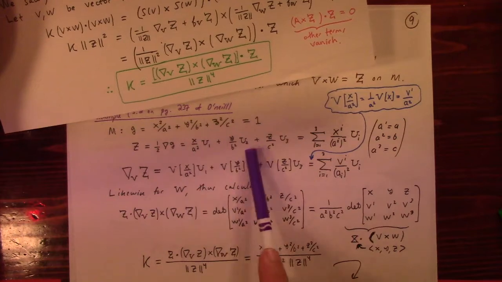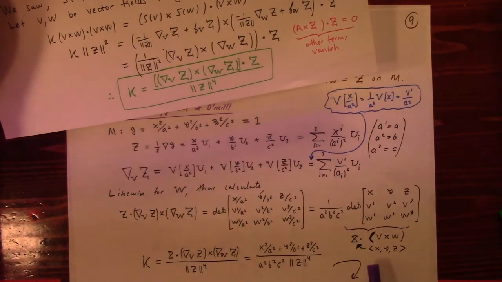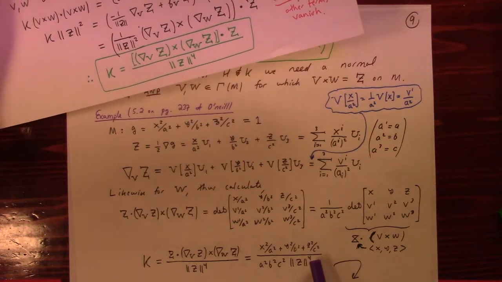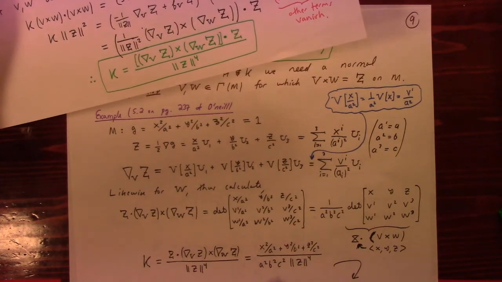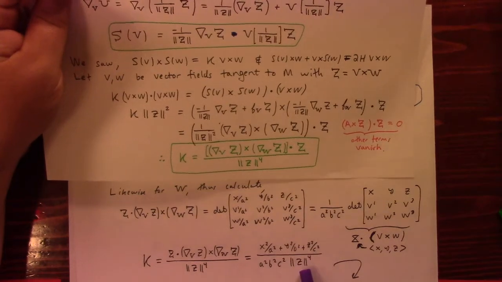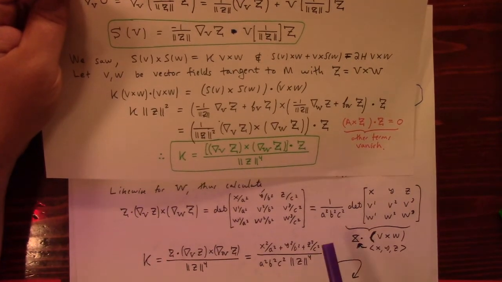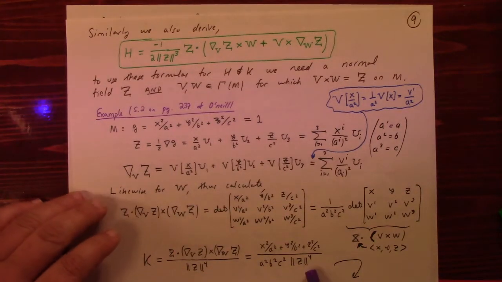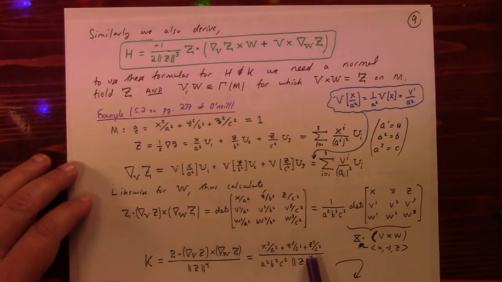So z dotted with xyz gives us this x squared over a squared plus y squared over b squared plus z squared over c squared term. And then the 1 over length of z to the fourth is still down there. And of course you got your a squared, b squared, c squared from that. All right, fine. I just lost track of my bells and whistles. Of course this is 1 because it's an ellipsoid.